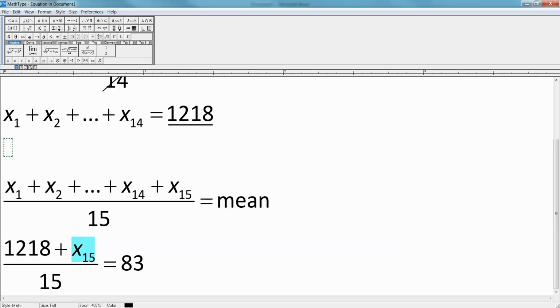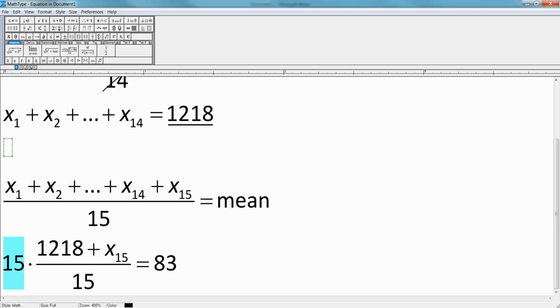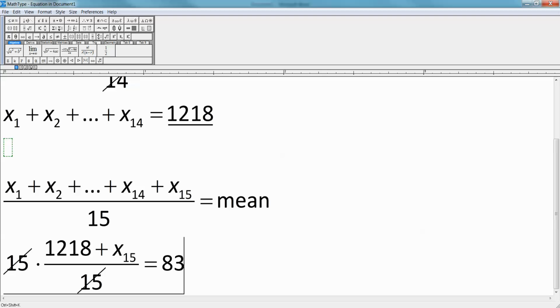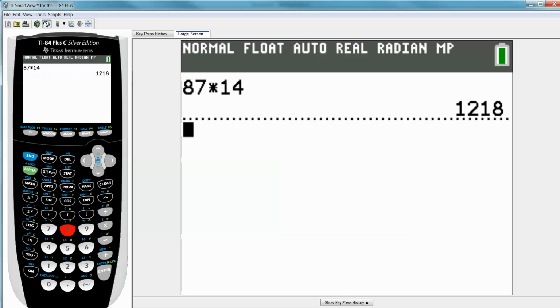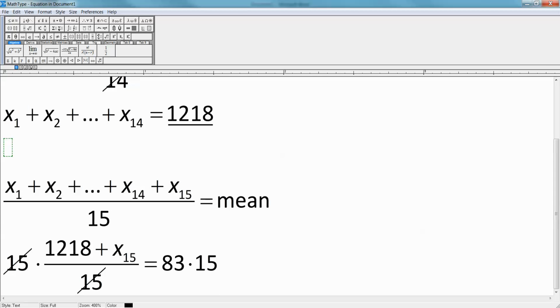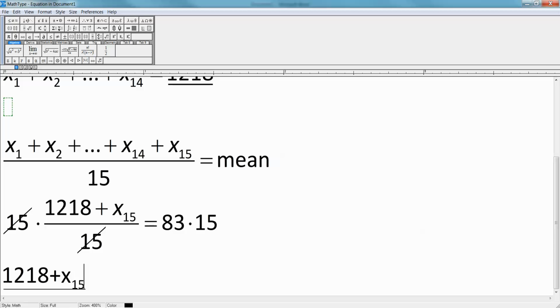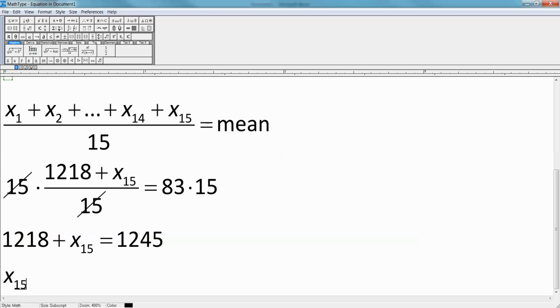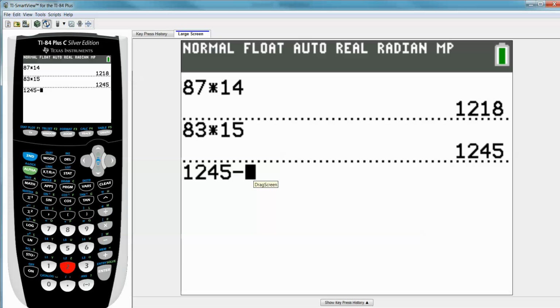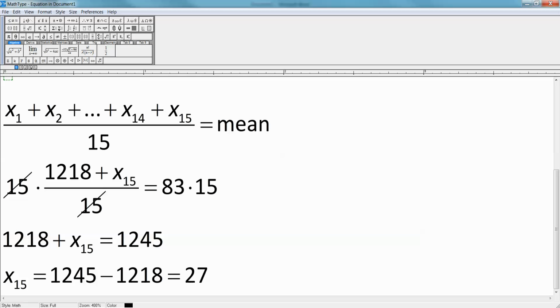So now you have to use algebra to solve for this 15th x value. You multiply both sides by 15. And again, you're doing that because then they will disappear on you and make your life happy. But in algebra, you learn that if you have two sides of an equation, you can't do something to one side without doing it to the other. So I need to know what 83 times 15 is. 1245. Okay, so I know 1218 plus x15 is equal to 1245. So I need to solve this for that x. I'm going to subtract 1218 from both sides. So I'll get x15 is equal to 1245 minus 1218, which is, what is it, 27, I think. I'll double check that. I'm doing that in my head. There we go, 27. So somebody did not do well on that test.